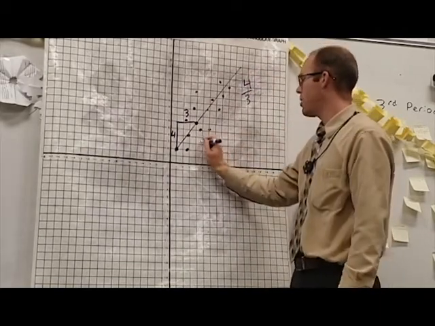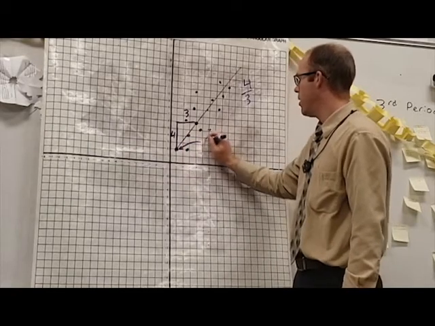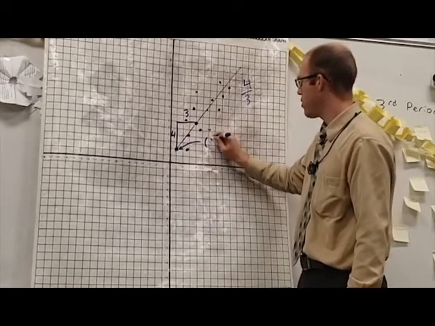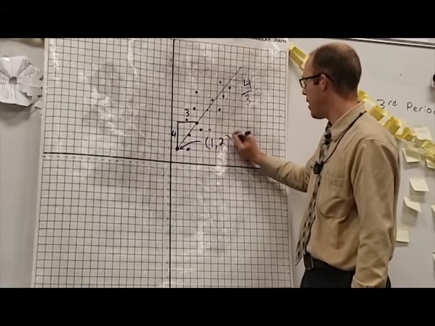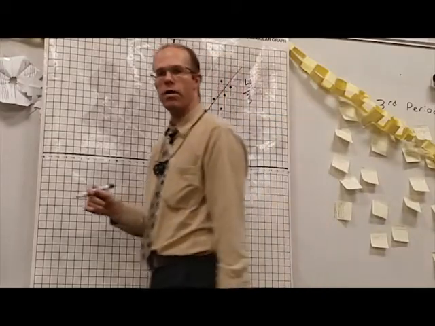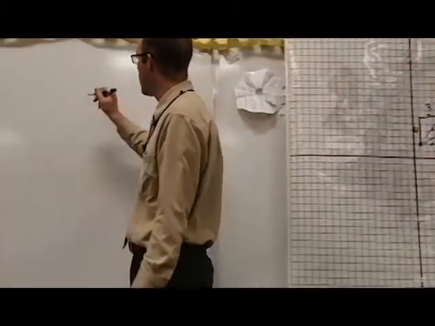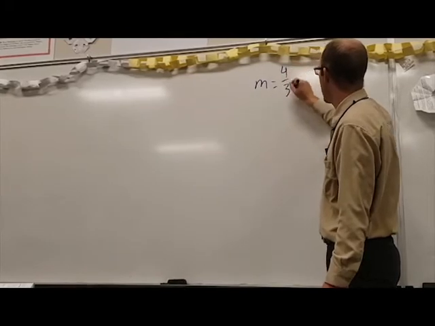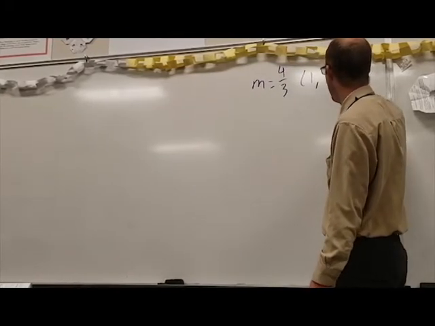And I'm going to choose this point right here to use in my point-slope form because the values are a little smaller. So this is the point (1, 2), and I now have all of the information that I need to be able to do the equation for a line. So I'm going to write this down. My slope is 4/3, and my point is (1, 2).